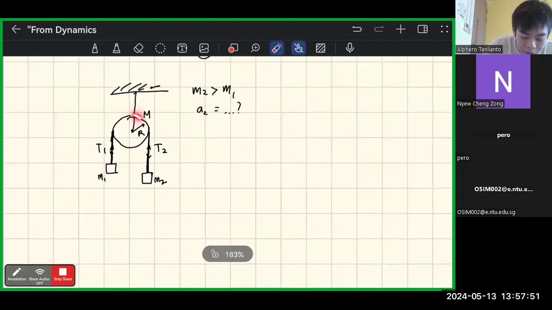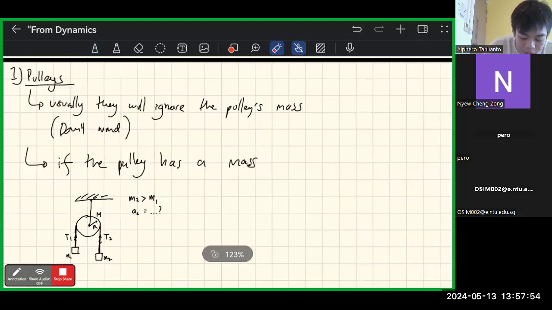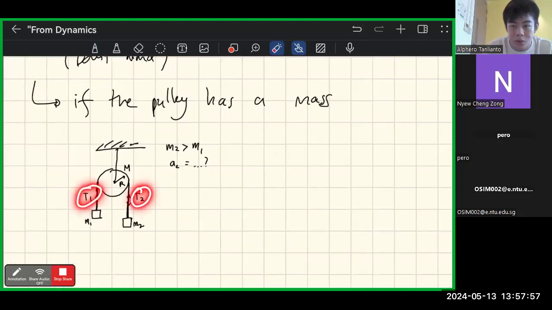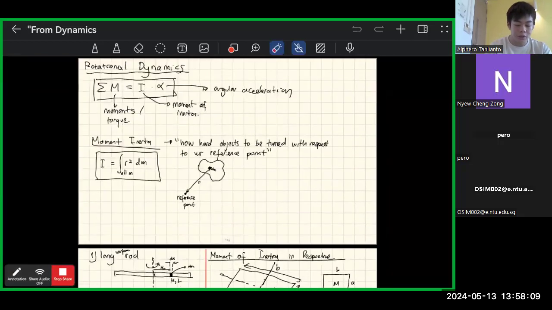If your pulley doesn't have a mass, if you have a massless pulley, T1 and T2 are going to be the same. Why? Because T1 and T2 are what rotate the pulley. For a massless pulley, your initial equation, sigma moment or sigma torque, is going to be I times alpha. The alpha is going to be there, of course, because everything has acceleration. Then the pulley will also have angular acceleration, and because the pulley is massless, the moment of inertia I is going to be zero.